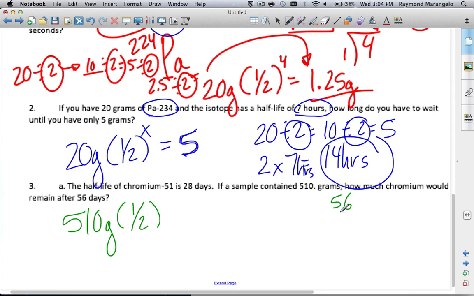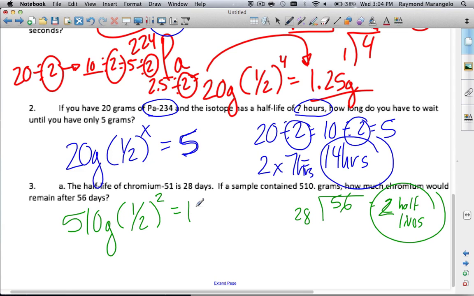So 56 divided by 28 equals 2. So that's 2 half-lives, and therefore this will be raised to the power of 2. And that's going to give you an answer of 127.5 grams left over at the end.